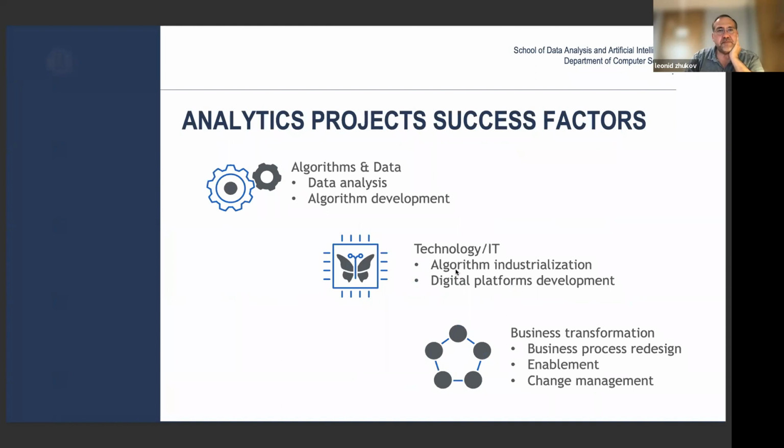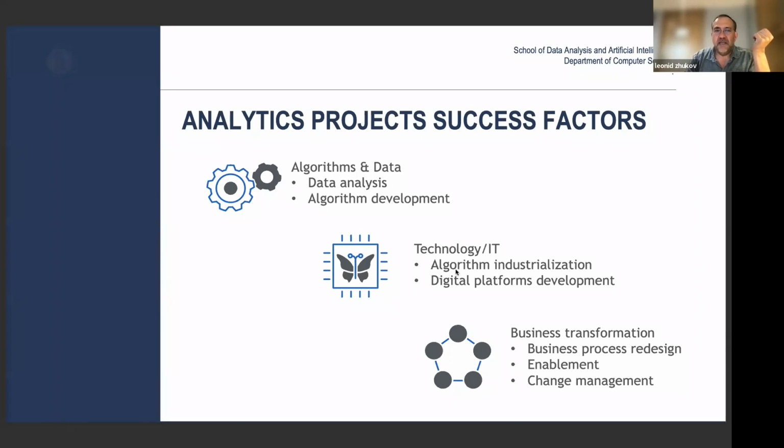And there are several success factors for the project. First of all, data. It goes back to data again. If you don't have data, you don't have an analytics project. If you have bad data, you'll have a bad analytics project. So you need to have very nice, clean data. If you don't have enough data, collect more data.